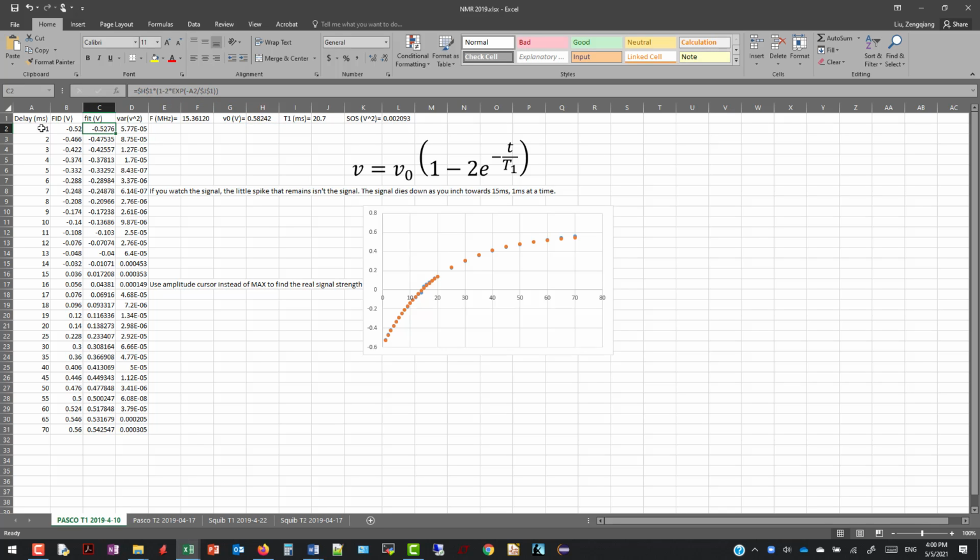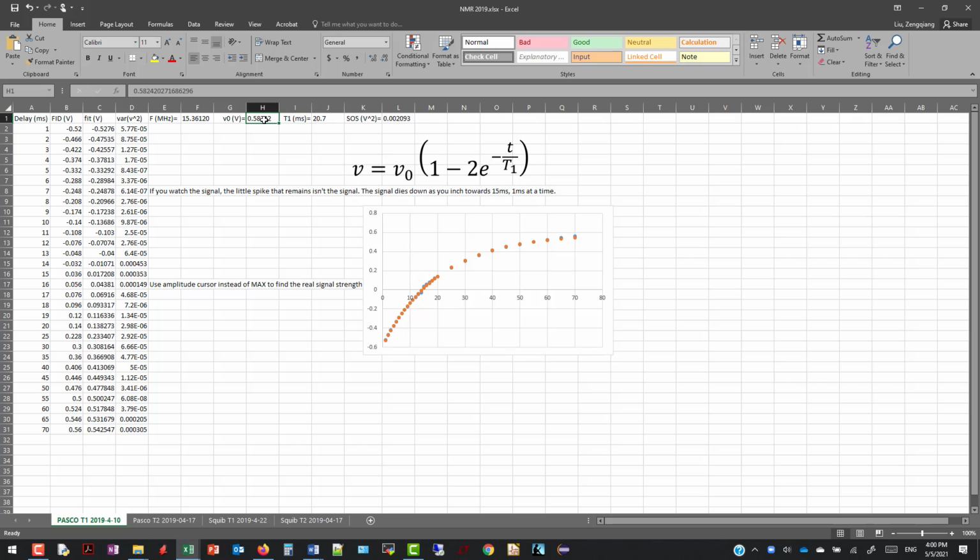So the T1 are the delays in milliseconds, and T's are delays in milliseconds, so that means the T1 will come out as milliseconds. So all we have to do is to autofill all these, and then calculate the variance between the actual voltage and the fit voltage as the square of their differences, just like this. And then we'll calculate the sum of all those squares, SOS, sum of squares.